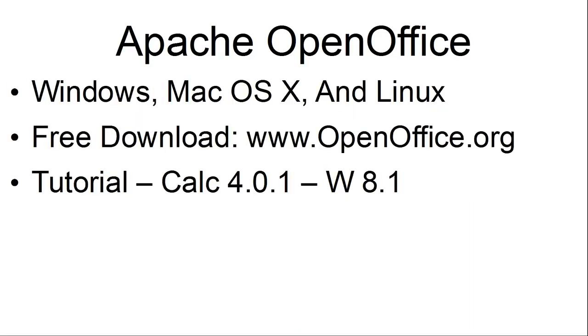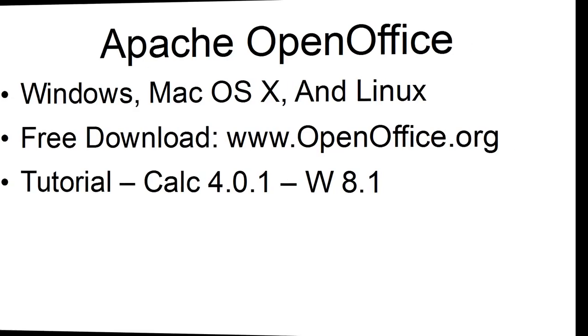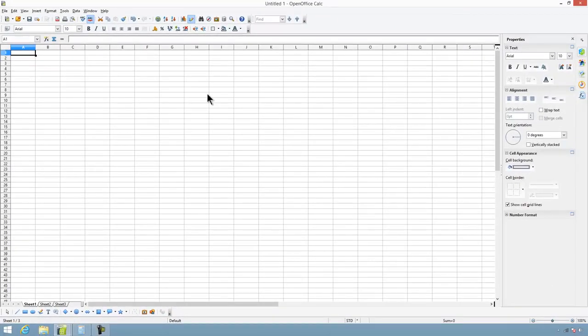Apache OpenOffice works on Windows, Mac, and Linux. It is a free download at openoffice.org, and this tutorial uses Calc 4.0.1 running on Windows 8.1. This is the user interface for Apache OpenOffice Calc 4.